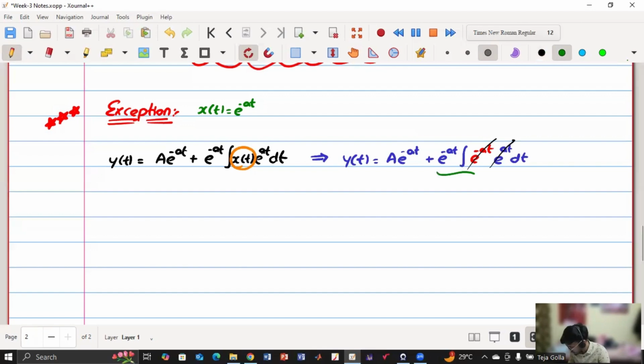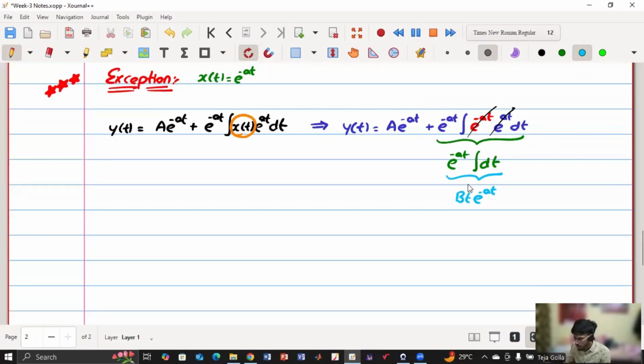So the integral will be t, into e to the power minus 80, so e to the power minus 80 into integral dt. Integral dt is basically t. We can generalize by putting some constant, say some constant b. So this will be bt into e to the power minus 80. So now my y of t is a e to the power minus 80 plus b t e to the power minus 80.